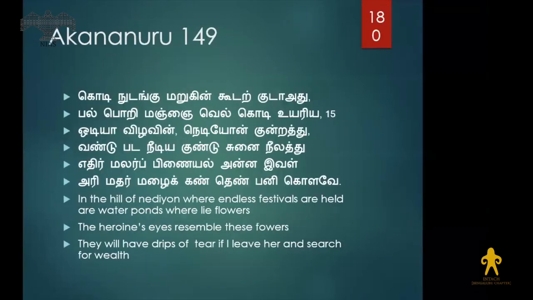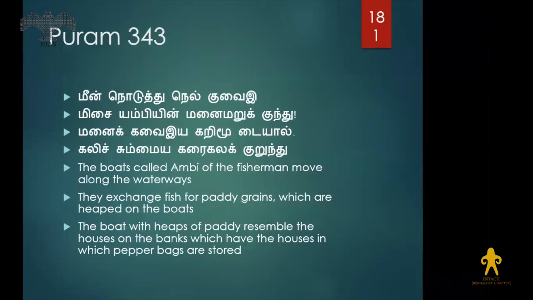And also here, the poem compares the flowers found in the pond of Tiruppanangundram to the heroine's eyes. So he says that he will not allow tears to appear in the eyes of the lady love, which resemble the flowers in the pond of Tiruppanangundram near Madurai. So that idea is brought out here in Puram 343.